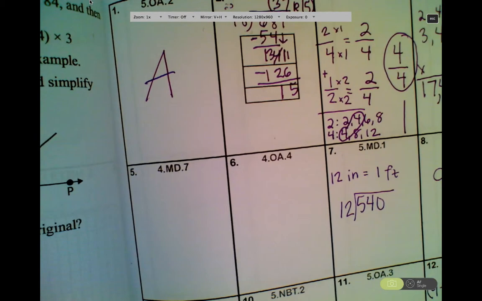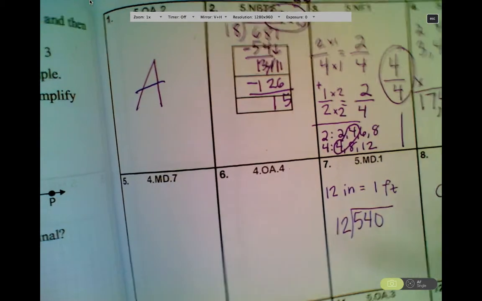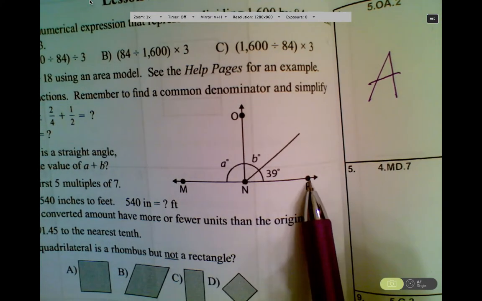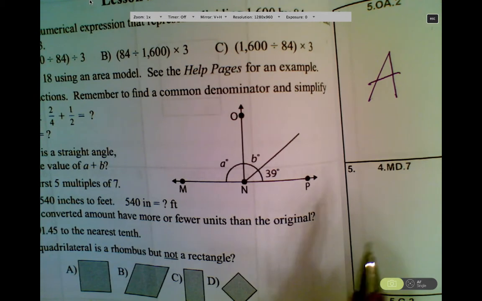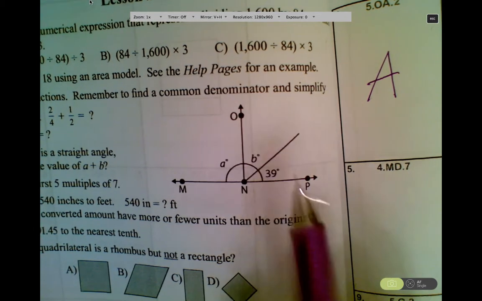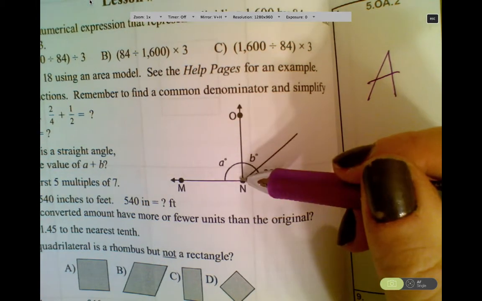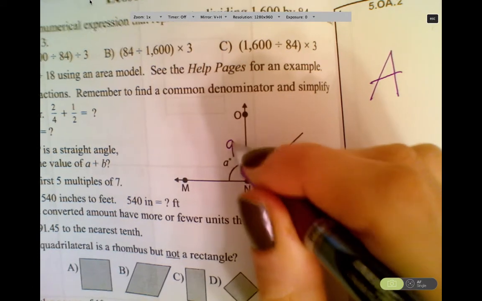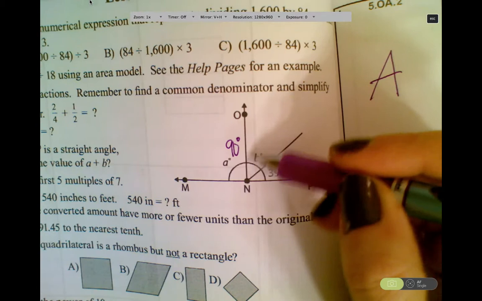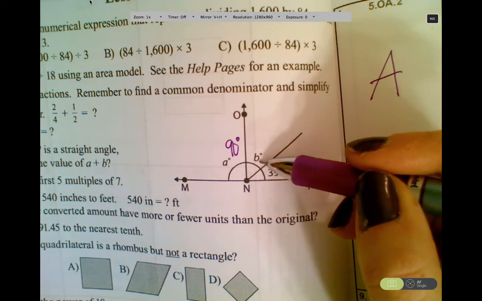Number 5. If angle MNP is a straight angle, what is the value of A plus B? Well, I know that A is 90 degrees. So I have to figure out what B is over here, and then I'll add A plus B.